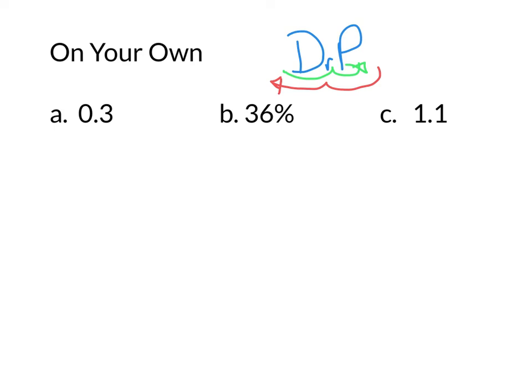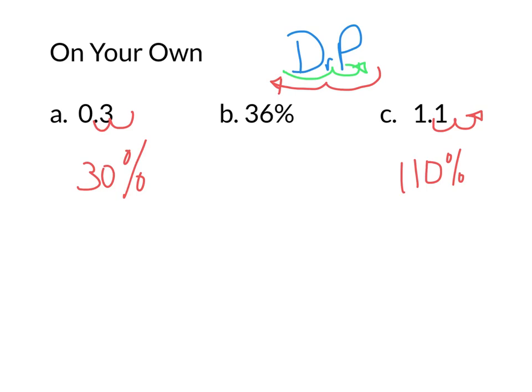So here we have letter A. It's a decimal, so I'm converting it to a percent. Here's a percent. You're converting it to a decimal. You're moving to the left. So make sure you're doing that. Go ahead and try it yourself, and then come back to the video and we'll see what your answer is.